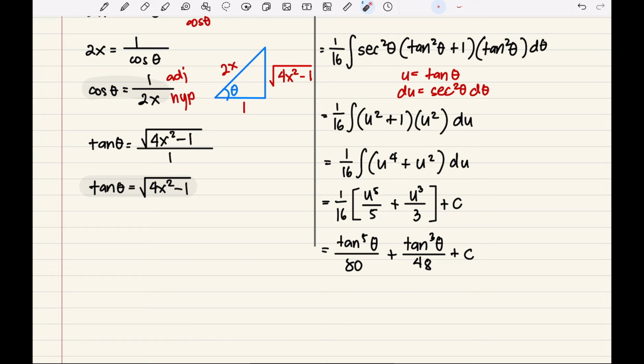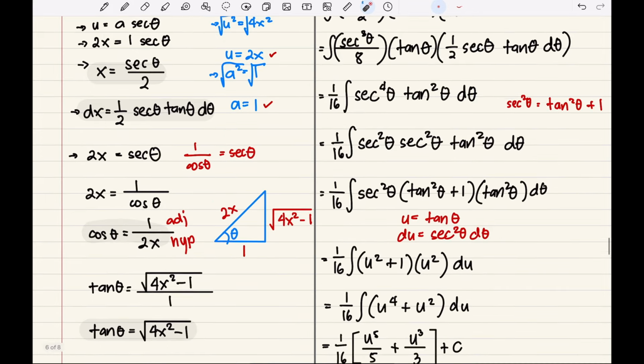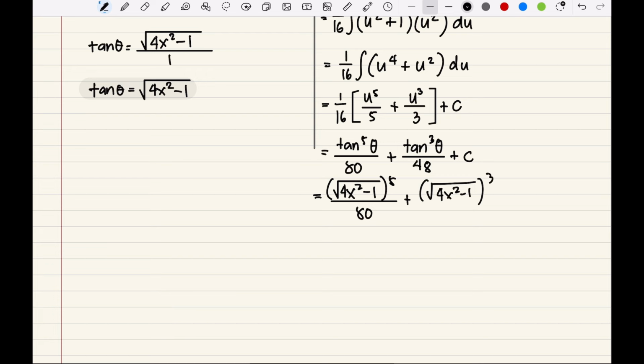And then next, lastly, since our integrand is in terms of x, so our original function is in terms of x, so dapat yung final answer natin should be in terms of x. So lahat ng tangent theta, papalitan natin ng square root of 4x squared minus 1. So we have square root of 4x squared minus 1 raised to 5 all over 80. And then plus square root of 4x squared minus 1 raised to 3 all over 48 plus c.